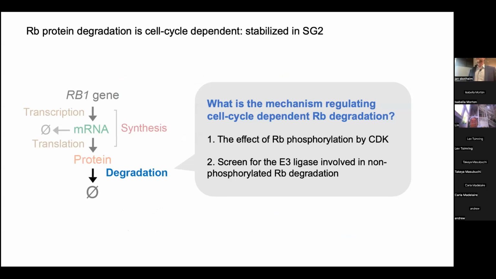Well, one of the dramatic changes in the RB protein as you go from G1 to S phase is that it goes from unphosphorylated or hypophosphorylated to being hyperphosphorylated, right? And so obviously that could play a role in its stability, and we wanted to investigate that. The second thing we wanted to figure out, of course, was molecularly, how is it targeted and degraded? Why does this happen in G1 mechanistically?